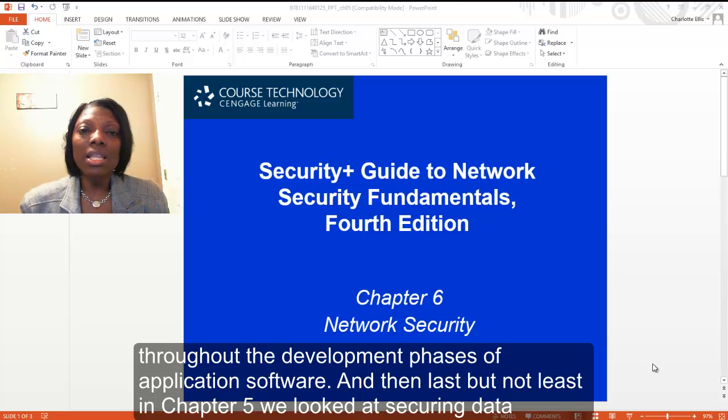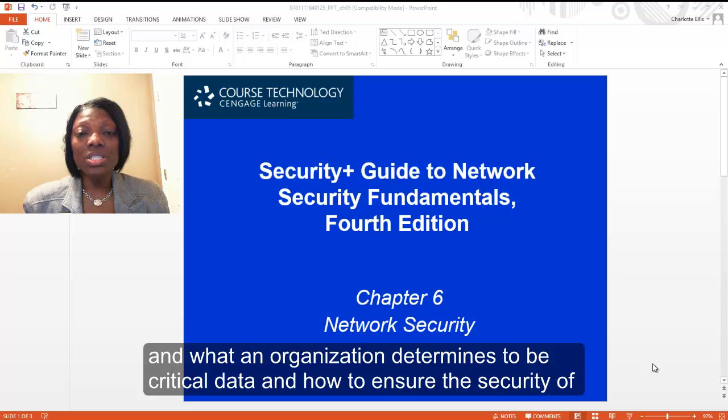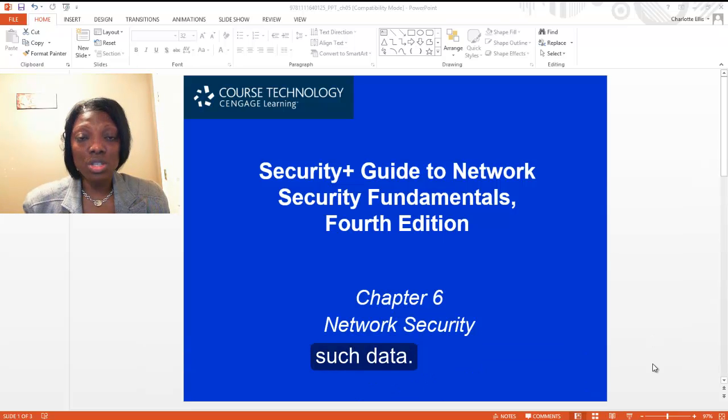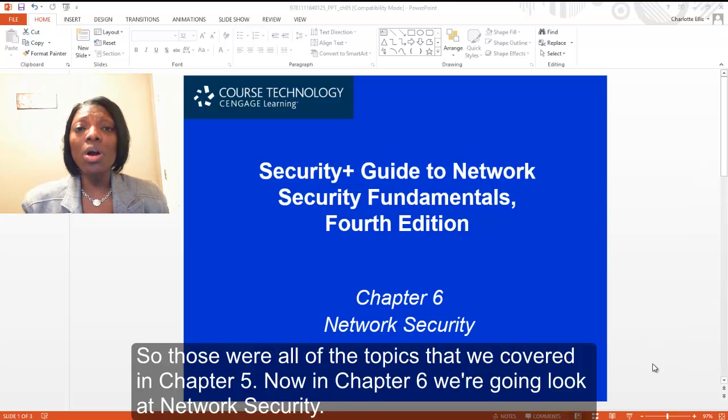And then last but not least, in Chapter 5, we looked at securing data, or what an organization determines to be critical data and how to ensure the security of such data. So those were all of the topics that we covered in Chapter 5.